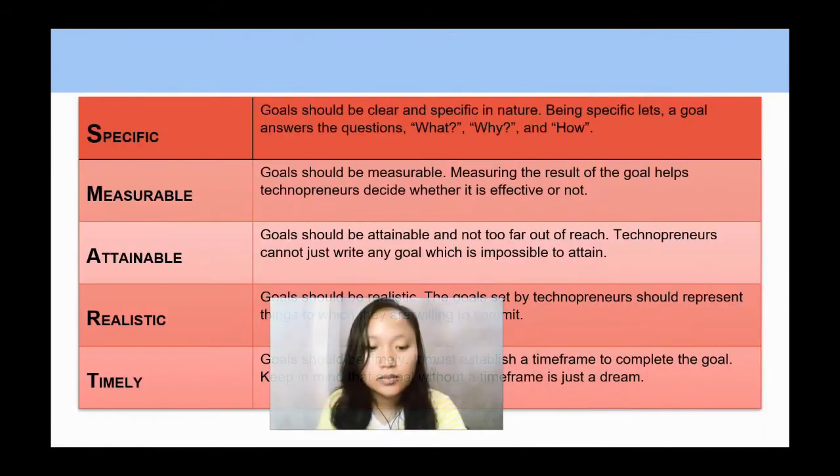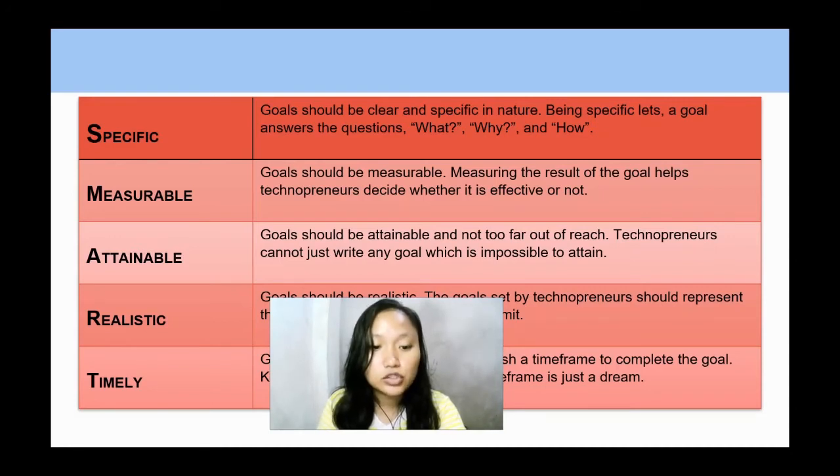So here's a table that serves as a guide in setting goals wisely. So first is specific. Goals should be clear and specific in nature. It should answer the questions what, why, and how. These questions help you know exactly what you want. It should be well defined because if your goal is vague, you will be confused.